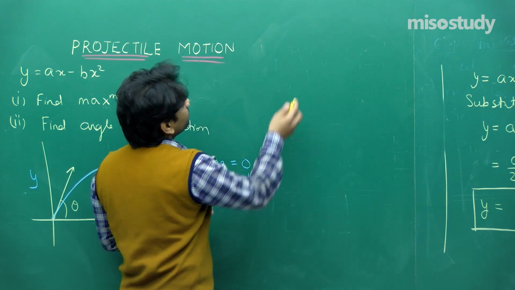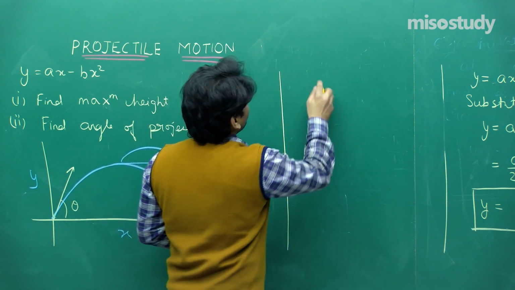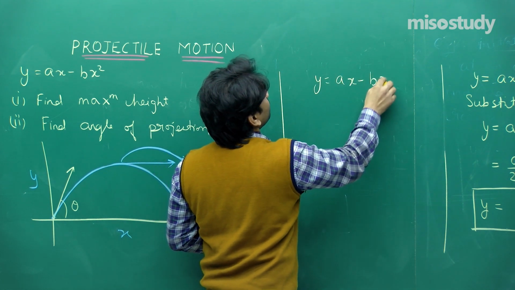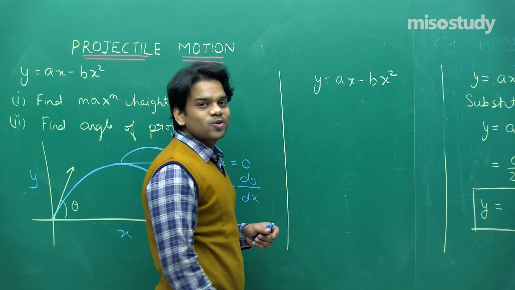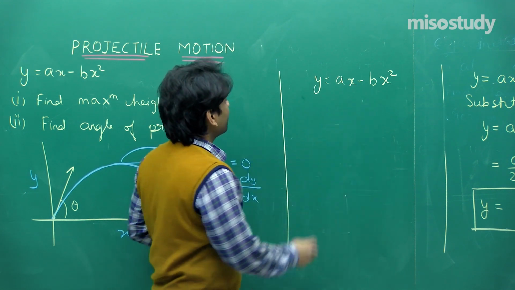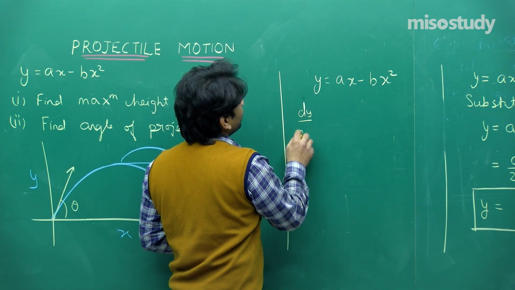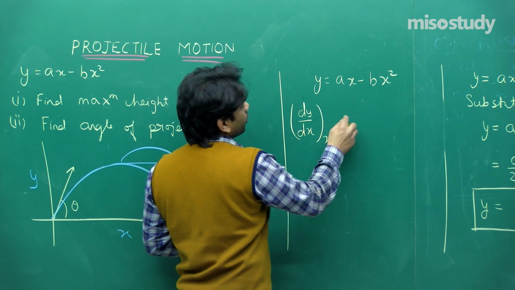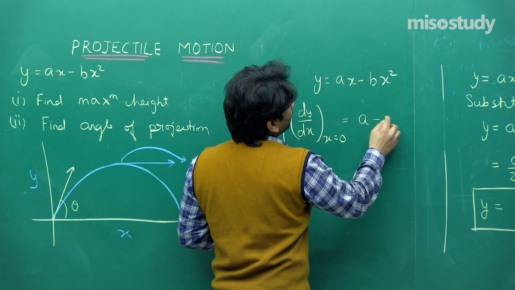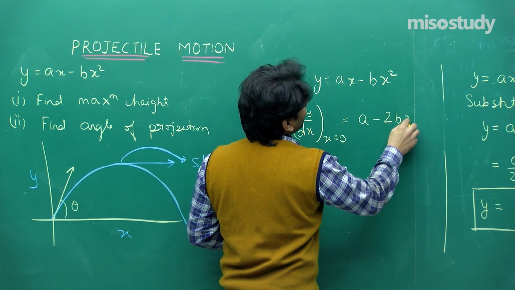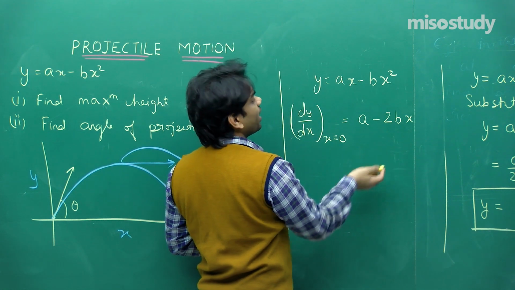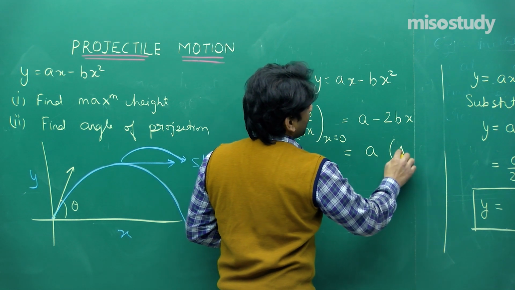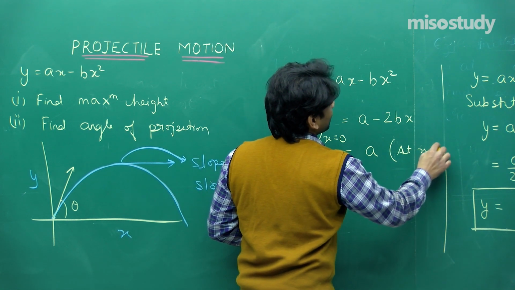So here y was given as ax minus bx square. If we find out dy by dx at x equal to 0, we are going to get a minus 2bx. Now substitute the value of x as 0, you will get this as a. At x equal to 0, you will get this as a.